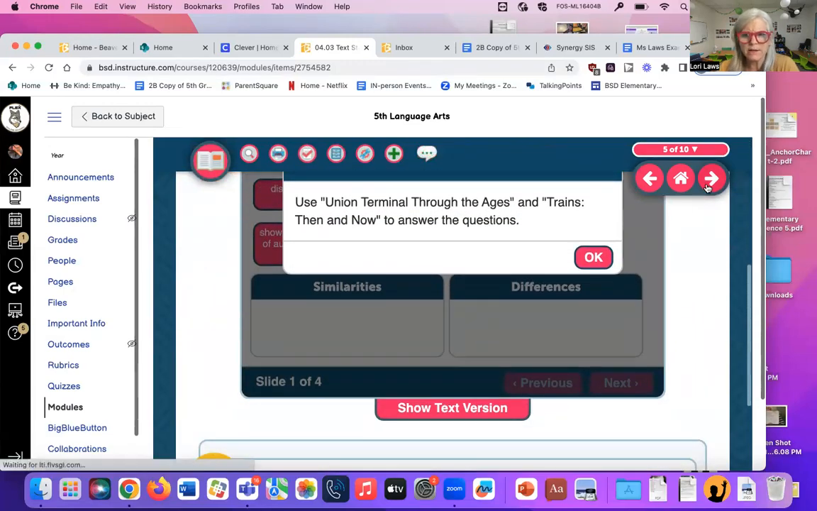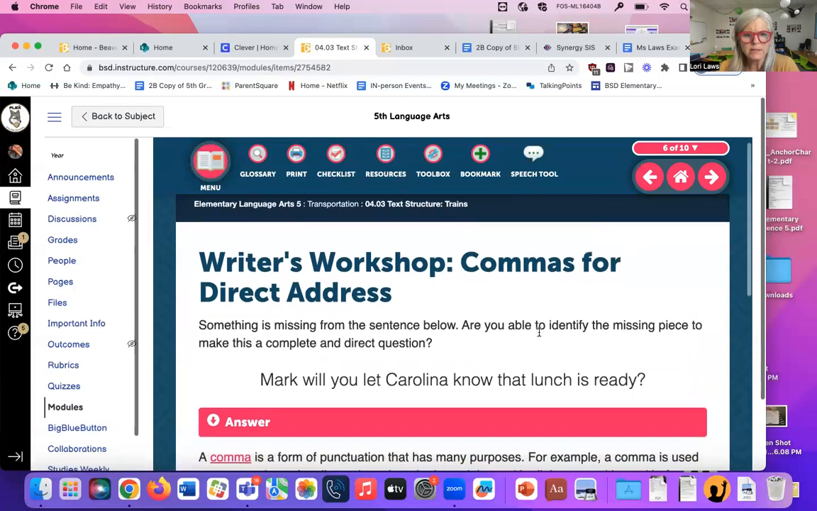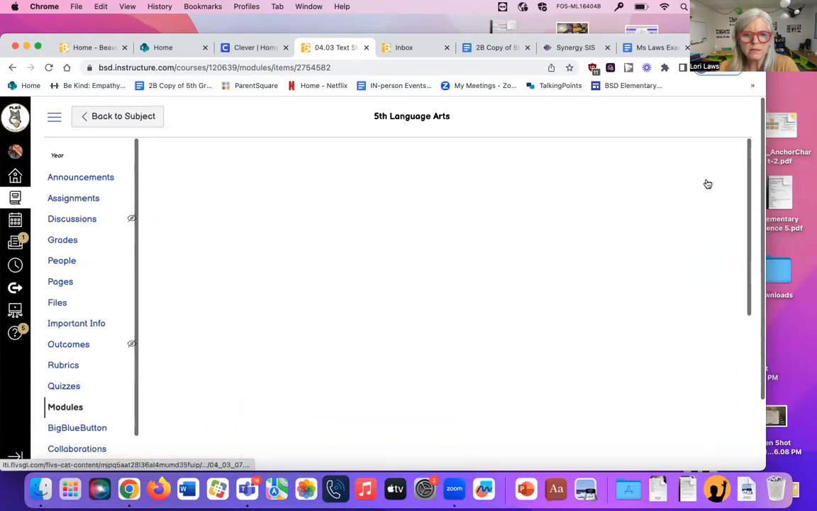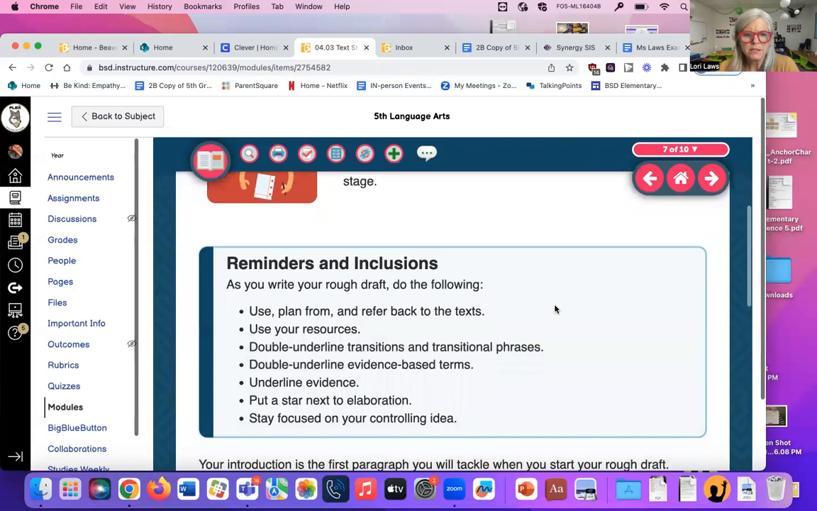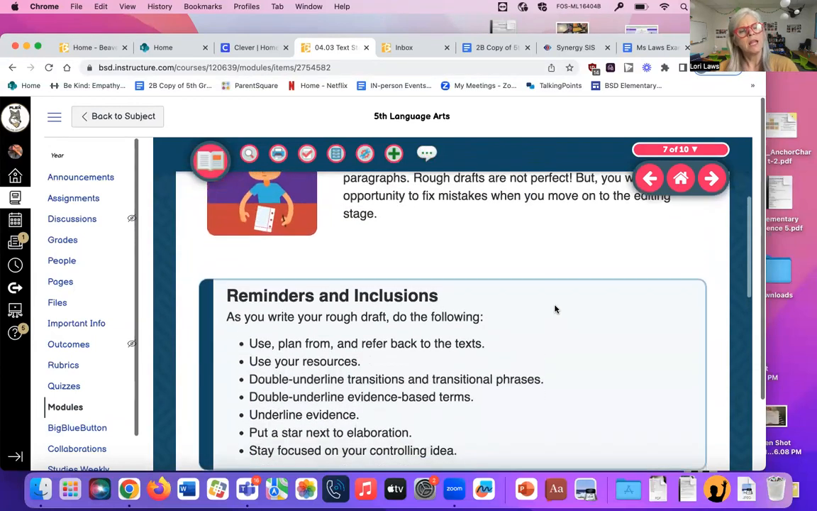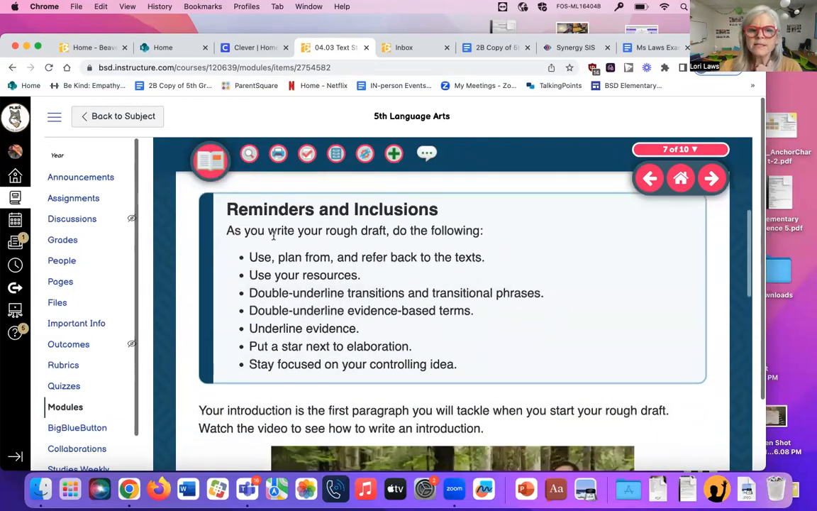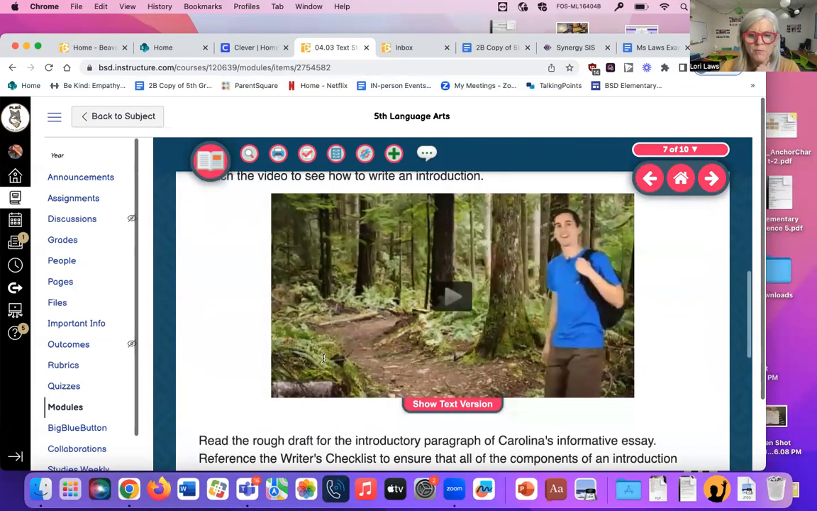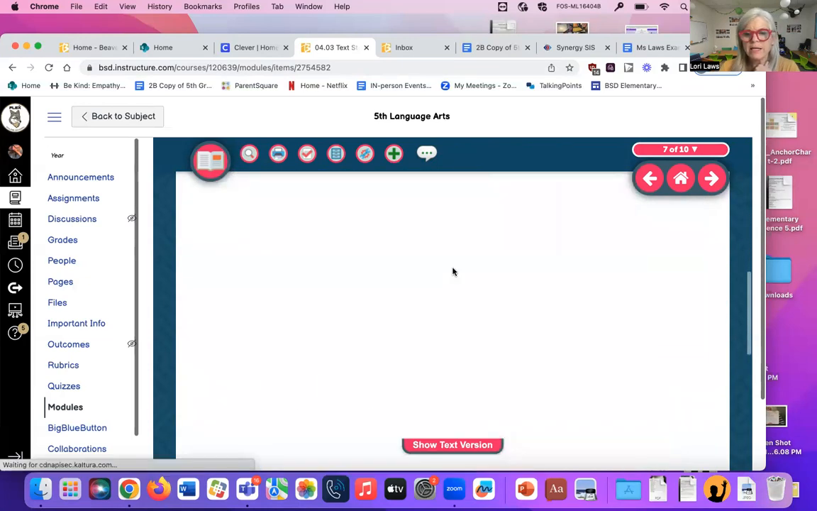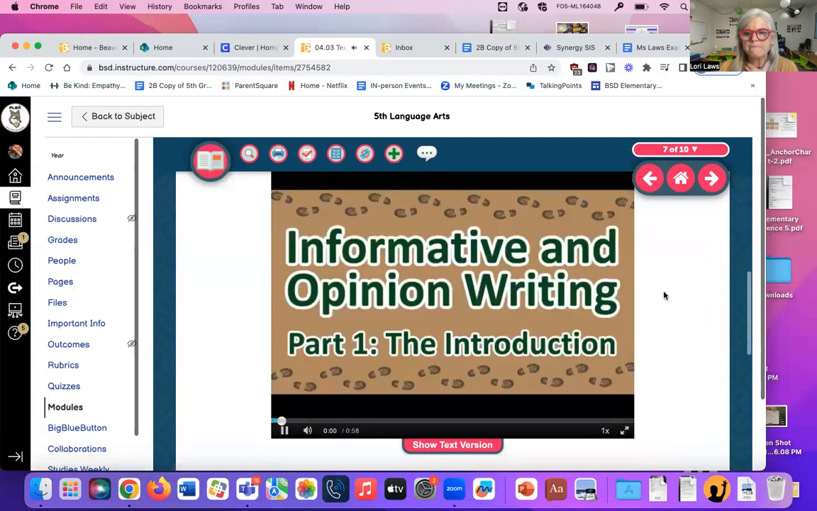So remember, it said here, I think it was on pages 5 through 7, it's about the introduction. Actually, it looks like page 6, page 7. Here we go. All right. So it says, as we write our rough draft, we're going to do the following. Use, plan from, and refer back to the text. Hopefully you've got those saved somewhere easy to get to. Use your resources. It talks about underlining things. Don't worry about that so much. And then here it talks about an introduction. Let's watch that.